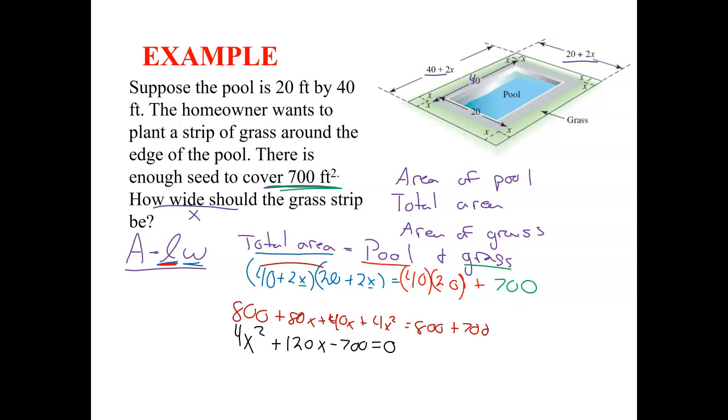How did you get 0? Combine my like terms to get the 120. I have 800 and 800. When I subtract the 800, it goes away. And then when I subtract 700, now it's negative 700. And the equation said equals 0.